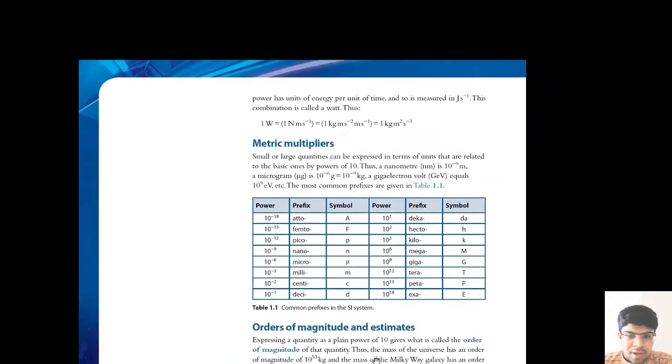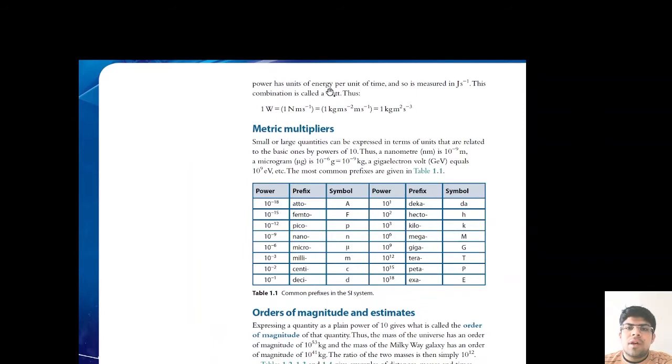And the unit of force is newton, as I have mentioned before. It equals the combination kg m s minus 2, like kilogram meter per second squared. Energy, a very important quantity in physics, has the joule, J, as its unit. The joule is the combination N m, newton meter, and it also equals kg m squared s raised to the power minus 2. The quantity power has units of energy per unit of time, and so is measured in joules per second. This combination is called watt.